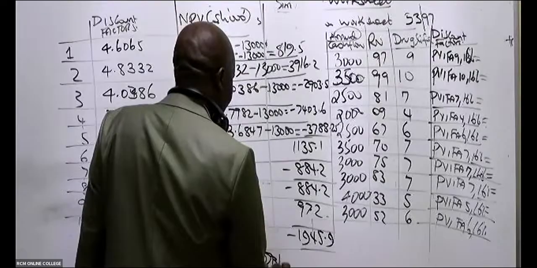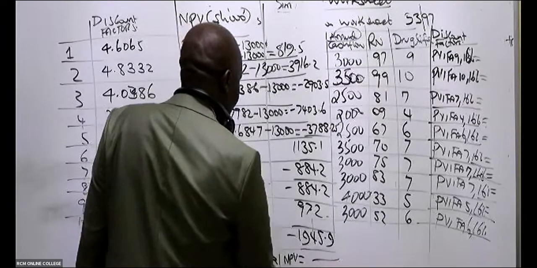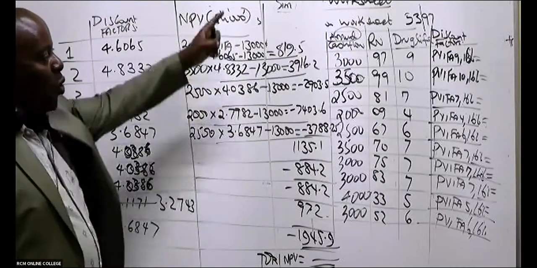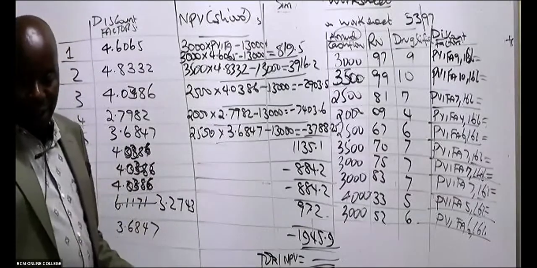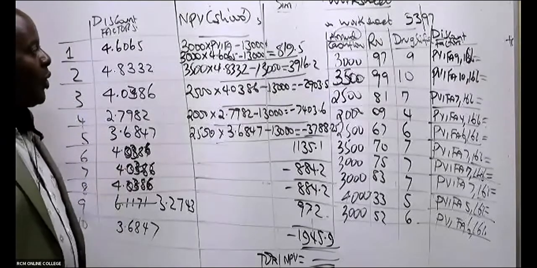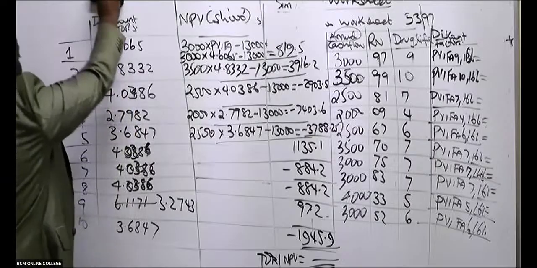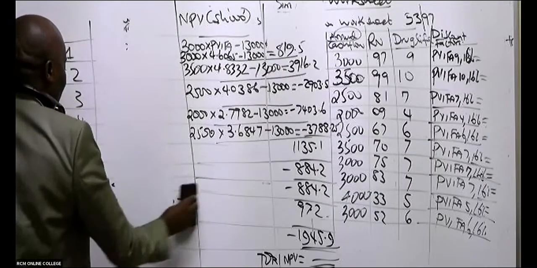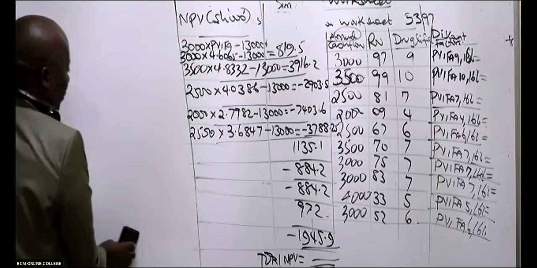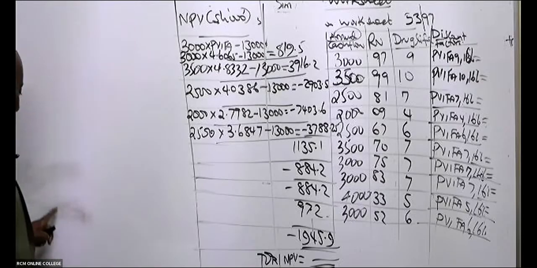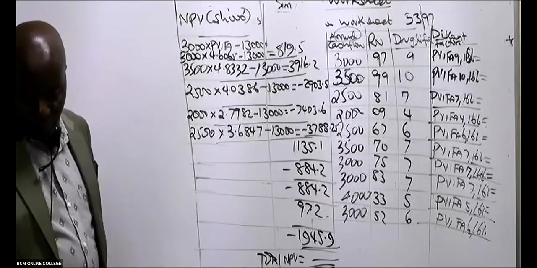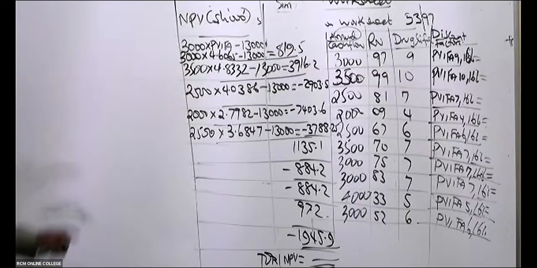So give me the total net present value. You add all the NPVs to give us the total net present value. You add all of them.